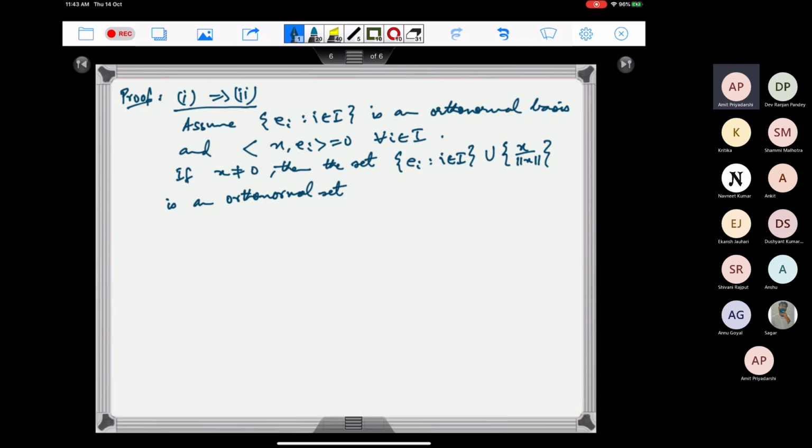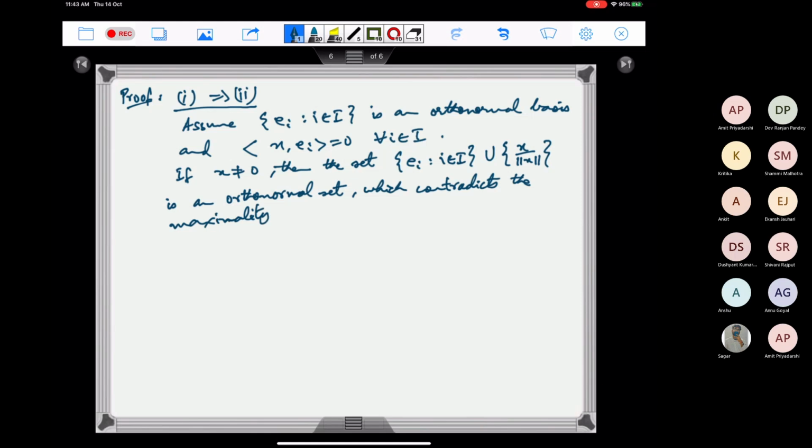So that contradicts the maximality of this set, which contradicts the maximality of e_i, i in I. So therefore x must be equal to 0.